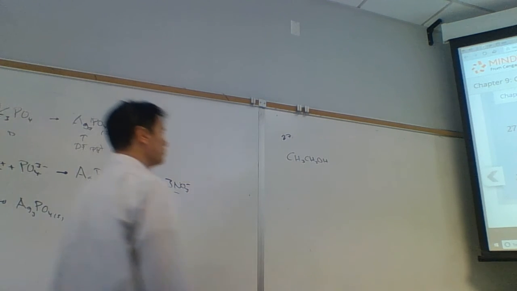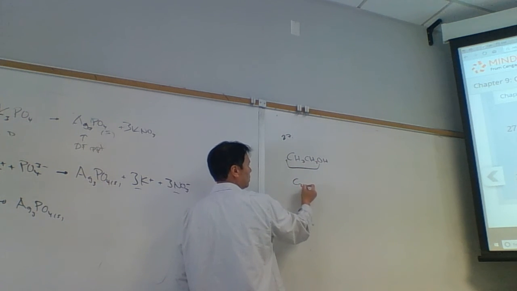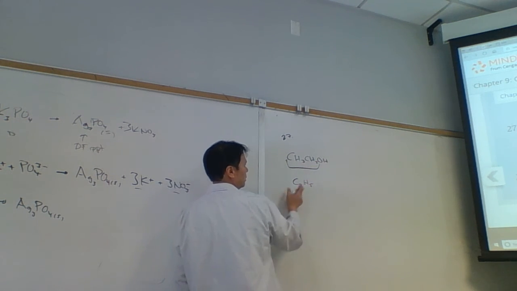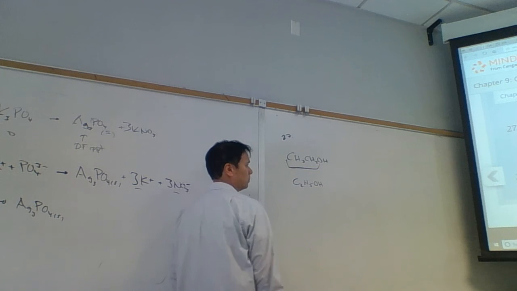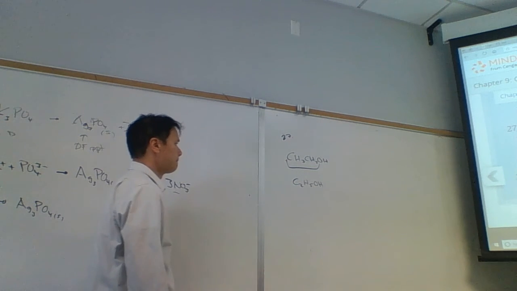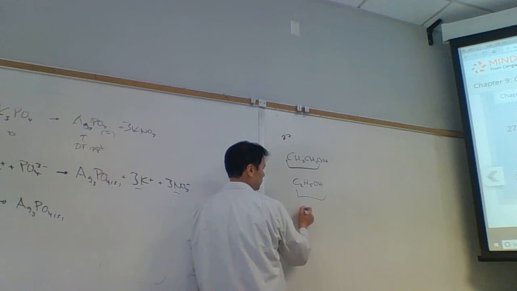What we can do is further condense this. If we take the first part and condense it down, then we have 2 carbons and 5 hydrogens, and then add the OH. The OH is called the alcohol group. If we further condense it down, we'll get C2H6O.